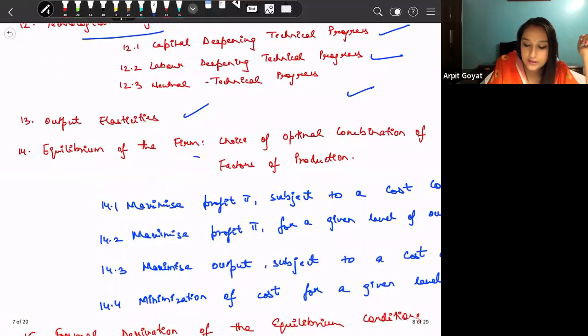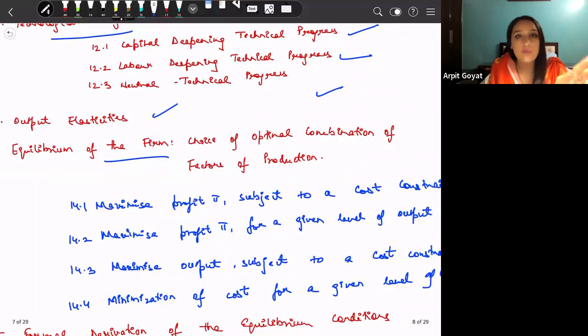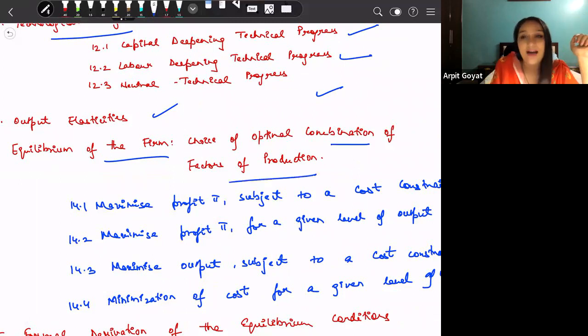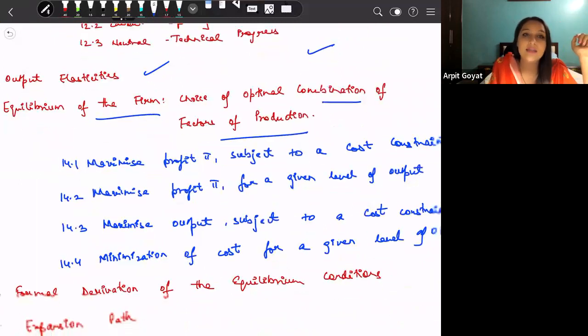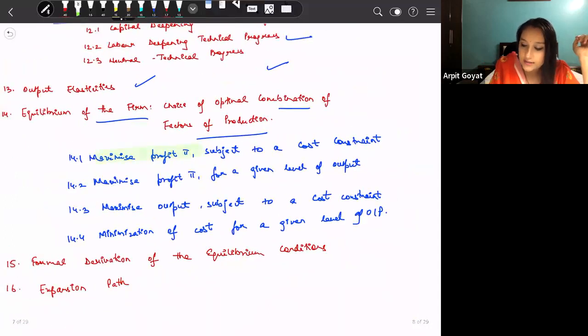Then we will also discuss the equilibrium of the firm. Like we discussed consumer's equilibrium, similarly we will discuss the equilibrium of the firm, that is choice of optimal combination of factors of production. And here we will first discuss how to maximize this profit subject to a cost constraint.